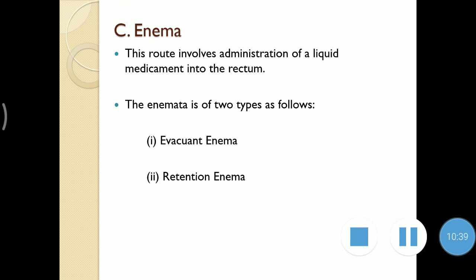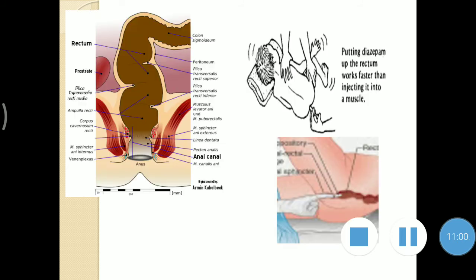The next route is enema. In this route, we administer a liquid drug or a solid medicament into our rectum. In the enema route, there are two types, evacuant and retention. As the name indicates, evacuant means it will clean the bowel. Retention means the drug or medicament is retained in the rectum. So we can see the images in which the drug is placed in the rectum or anal canal.